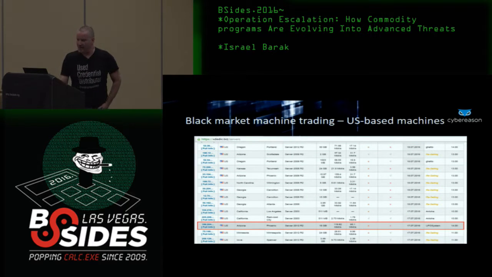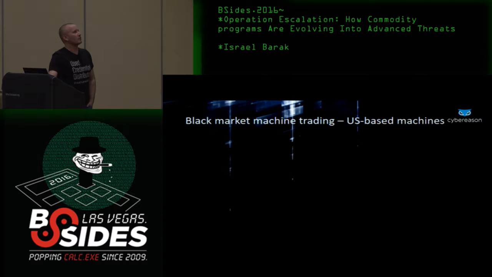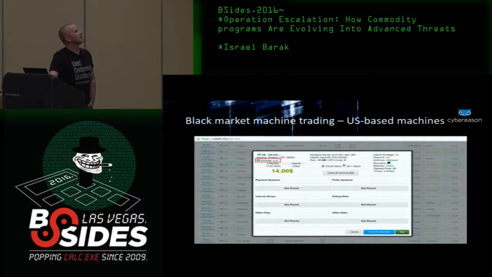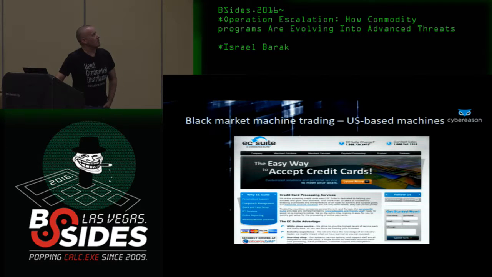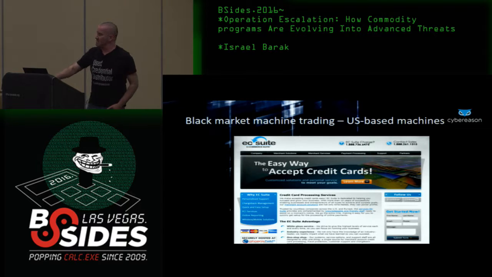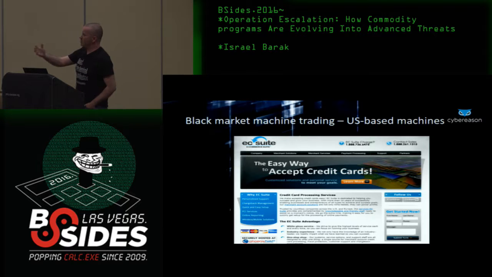Let's take a look at another example. In this case, a server from Phoenix sold for $14. EC Suite. Anyone know who these guys are? Credit card processing services. If you want to buy a server in their processing service, it's sold for $14 right now.